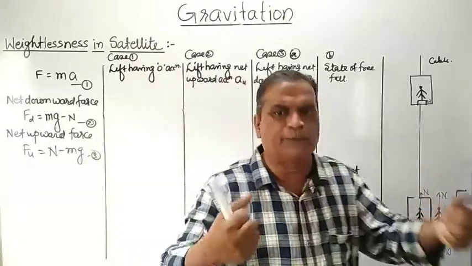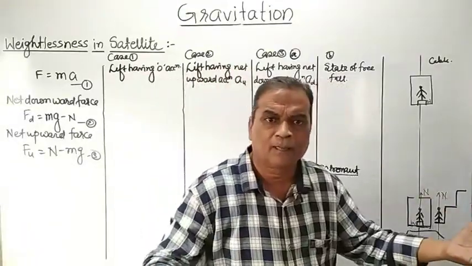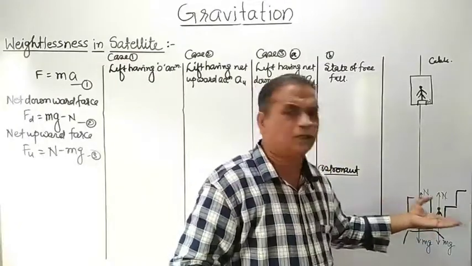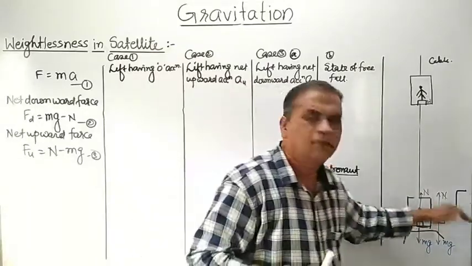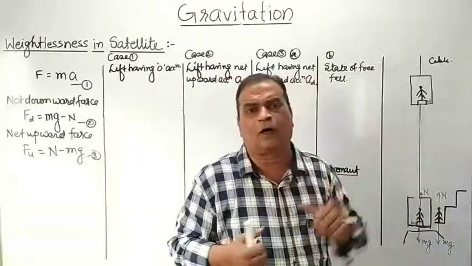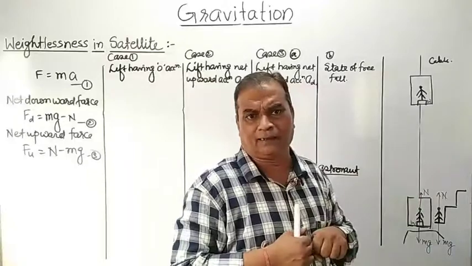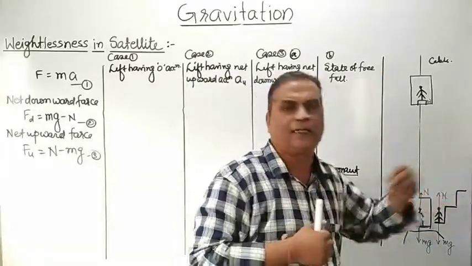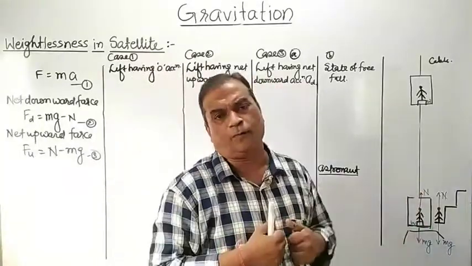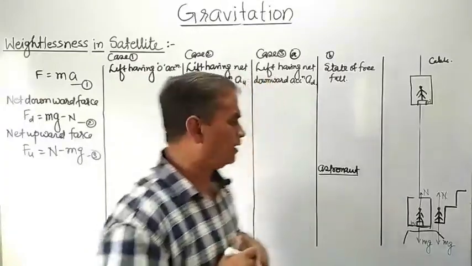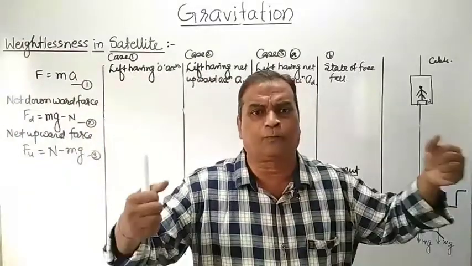Now, remember why we have the feeling of weight of our body. Why does this passenger feel the weight? Only because of the normal reaction exerted by the floor of a lift or the floor of an elevator on the passenger. The normal reaction exerted on the passenger by the floor of the lift or elevator is responsible for the feeling of weight of our body. Means N is responsible, and due to N only we have the feeling of weight of our body.